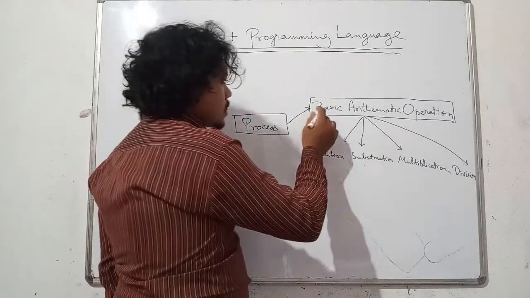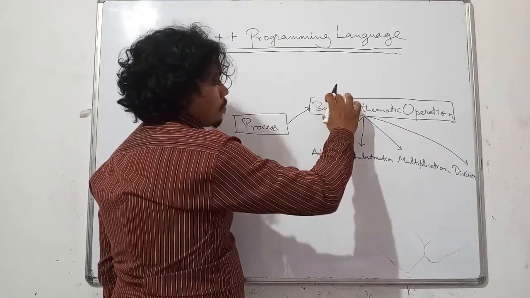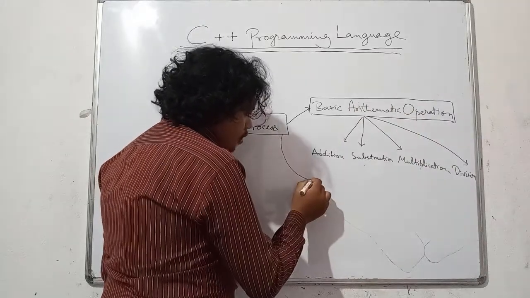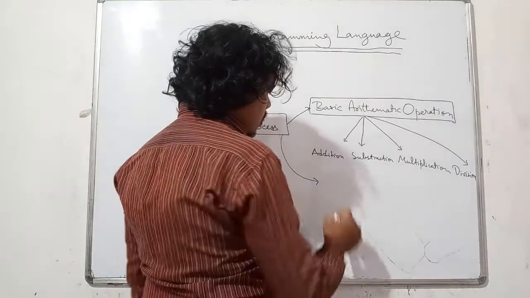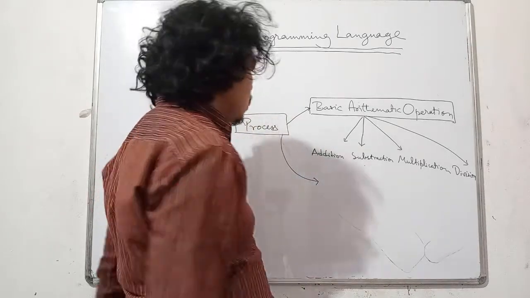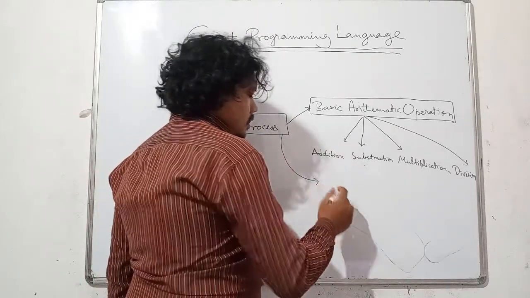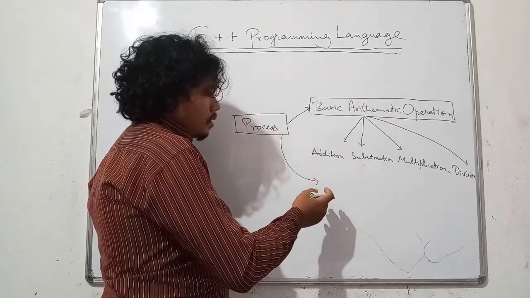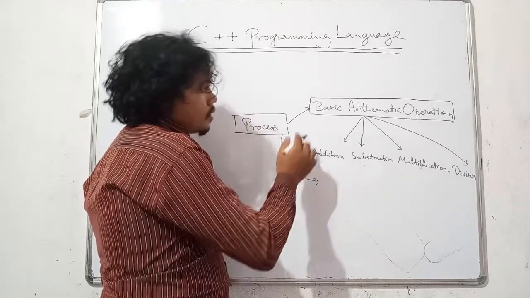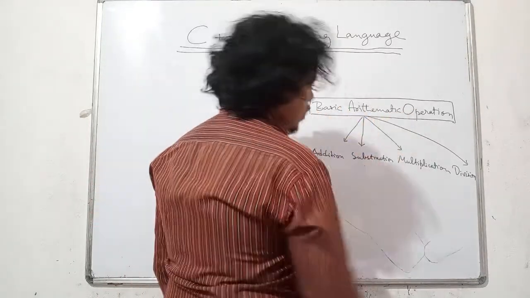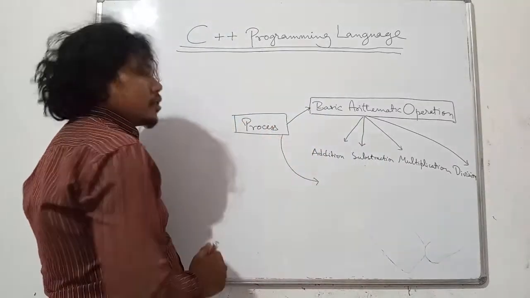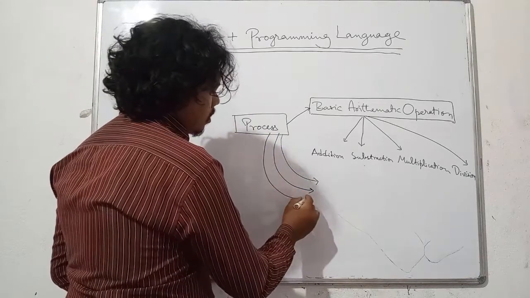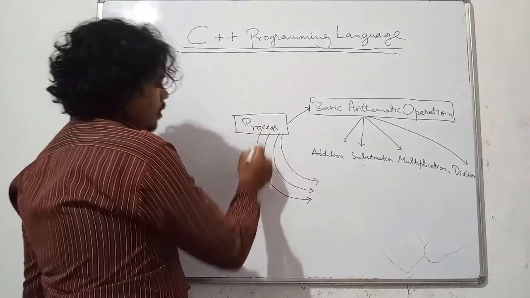Process is based on basic arithmetic operations, but other processes are there. We will discuss it later on. First you have to know basic arithmetic operations, which come under process, and many more processes are there. That we will discuss later.